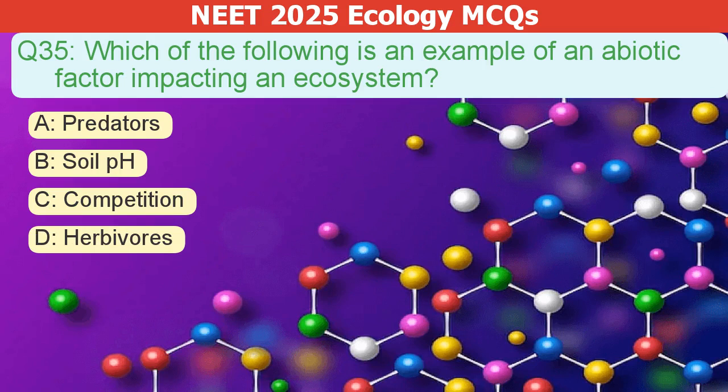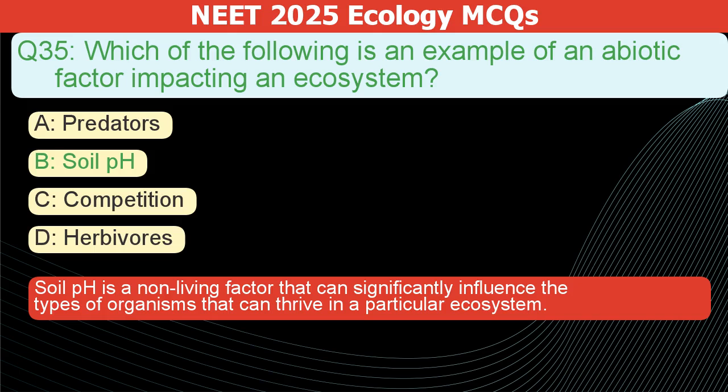Which of the following is an example of an abiotic factor impacting an ecosystem? A. Predators. B. Soil pH. C. Competition. D. Herbivores. The correct answer is B. Soil pH is a non-living factor that can significantly influence the types of organisms that can thrive in a particular ecosystem.